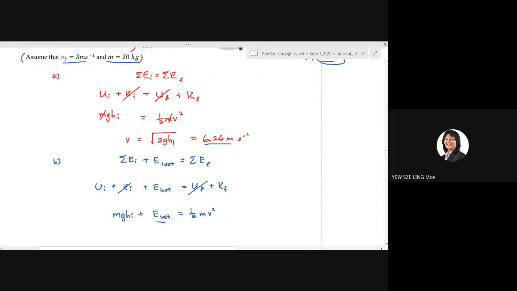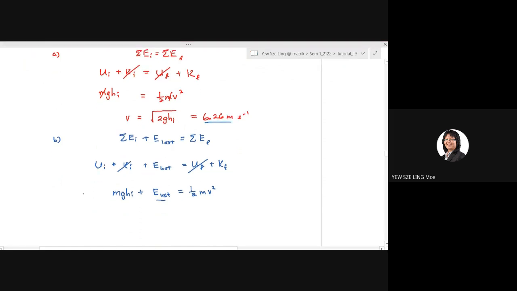Assume that your V final is 3 meter per second. So that is the value that we're going to use in question B. So m is now 20 kg, and then 9.81, initial height 2 meter, plus energy loss, which equals 1 over 2, 20 kg, and 3 squared. Don't use 6.26. This is a very common mistake where students use the V from previous questions. All right, so energy loss equals negative 302 joule.